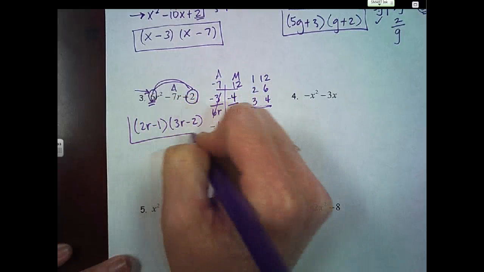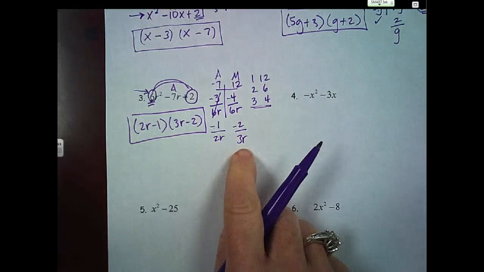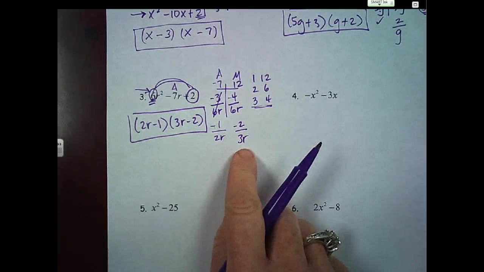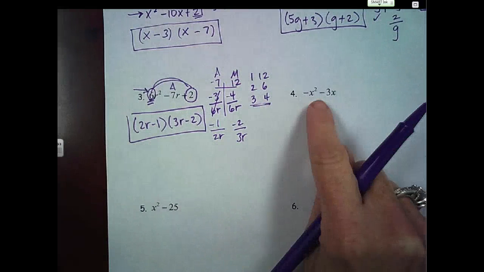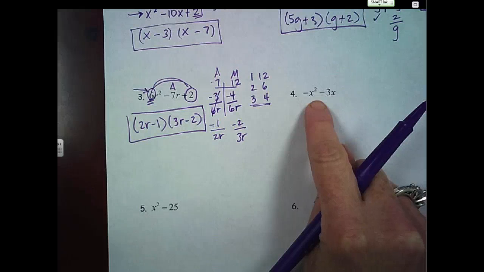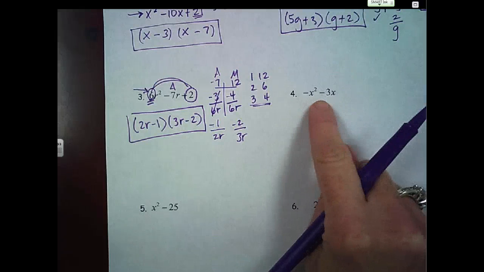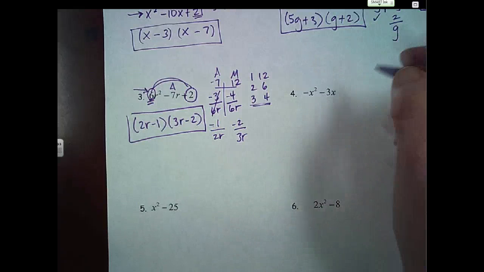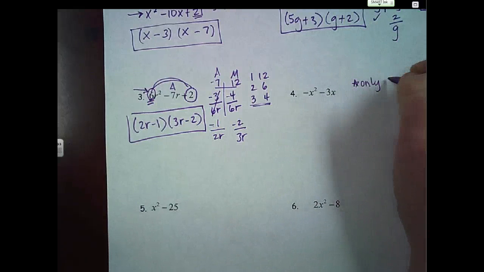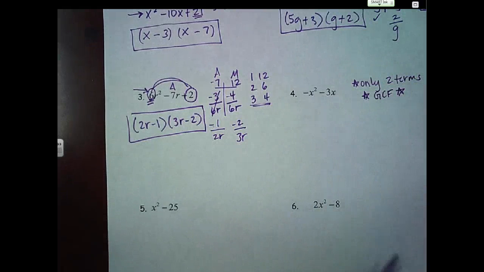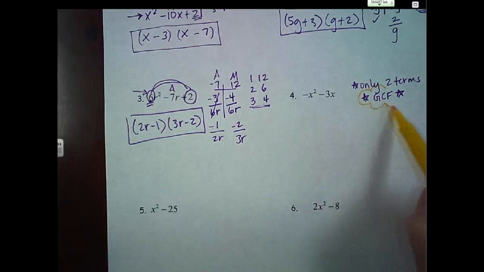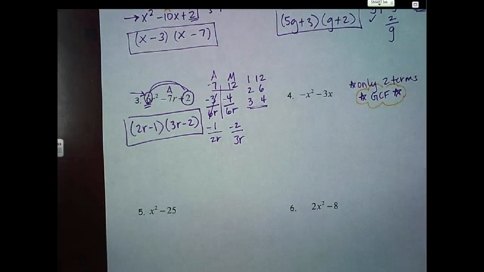Guys, it's just an algorithm that works every time, like a trick, to help you factor without guessing and checking. That's what this is. Okay, number 4 is negative x squared minus 3x. You'll notice that on this problem, there are only 2 terms. So if there's only 2 terms, then you need to look for a GCF. You're going to factor it a different way.